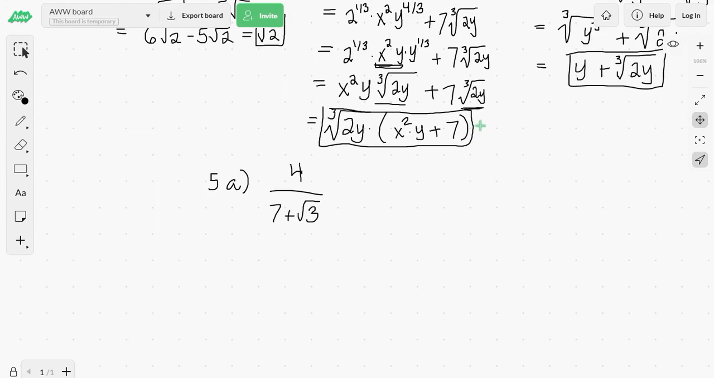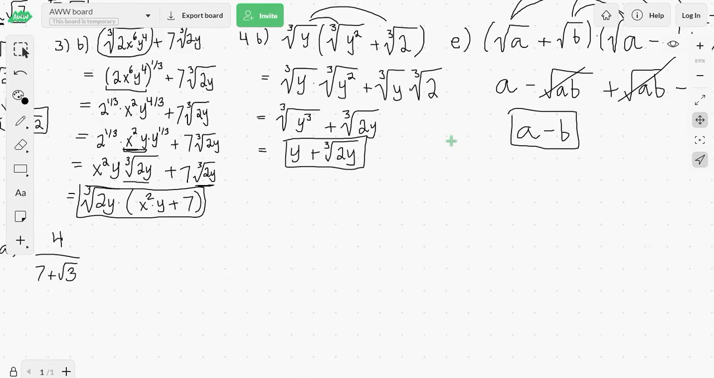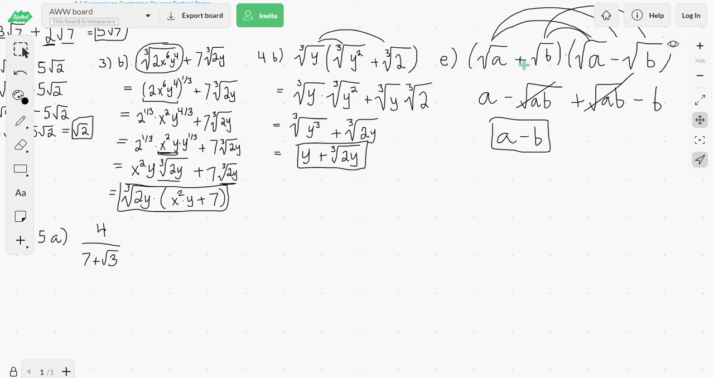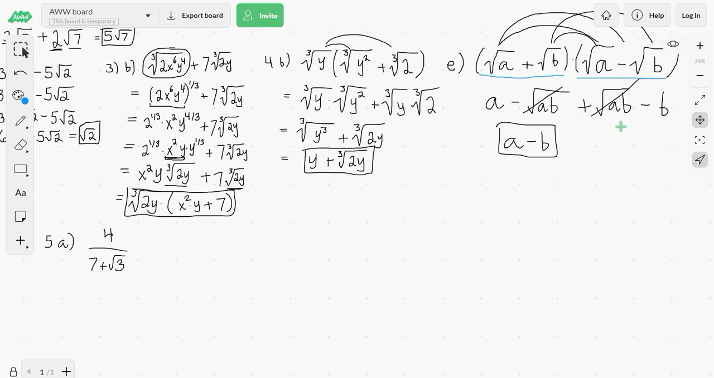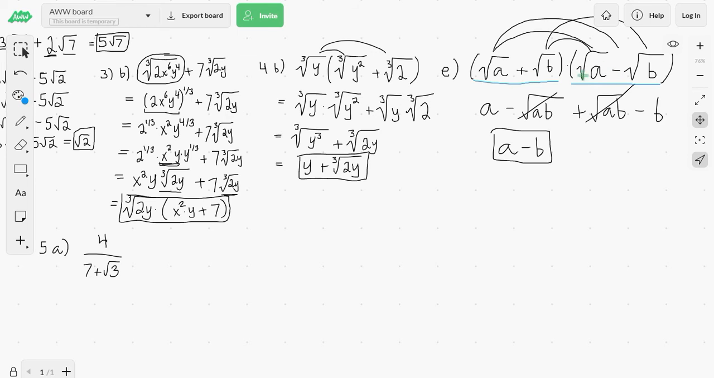let's actually go back and observe the last example we just did. Notice that we had root a plus root b times root a minus root b. There's a name for these kinds of expressions. They're called conjugates. So these are called conjugate to one another. Let me underline to be clear. Root a plus root b is conjugate to root a minus root b because they're entirely the same expression. The only difference between them is the sign in between. So they're called conjugates.